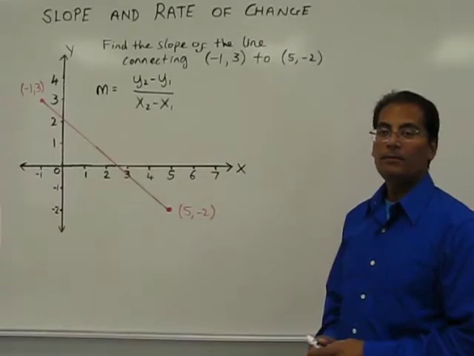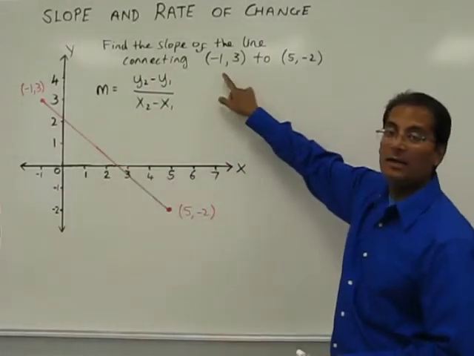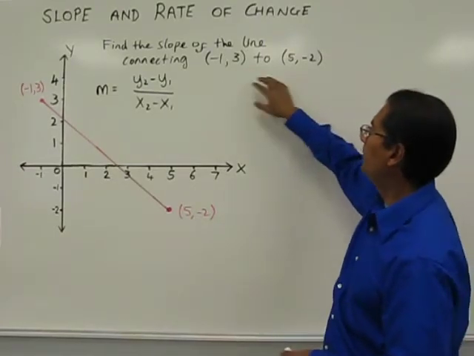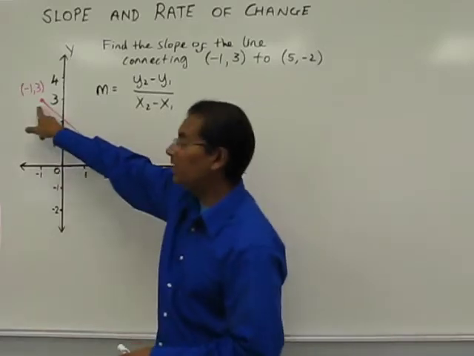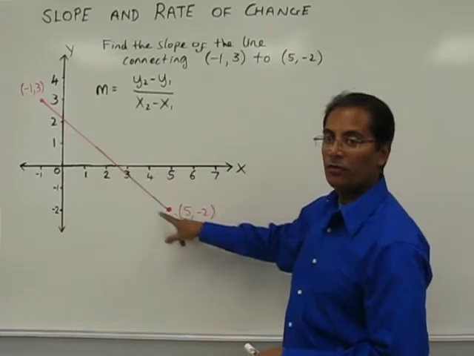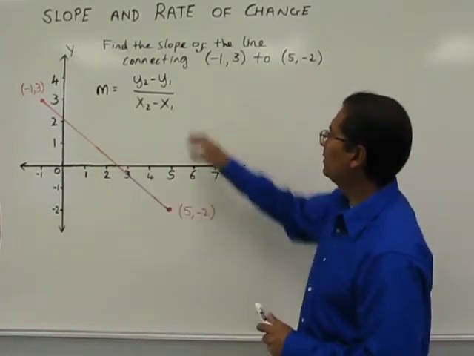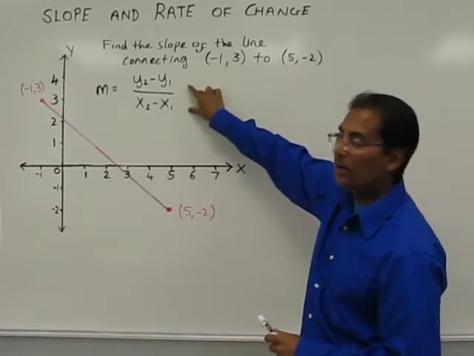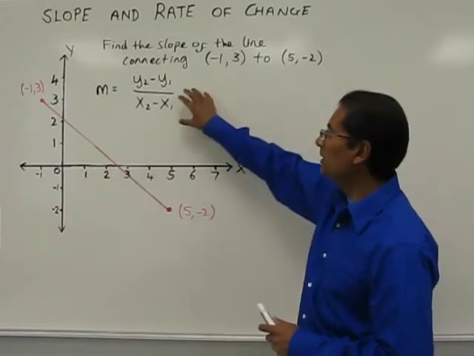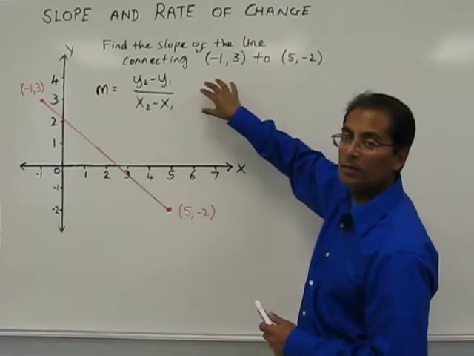Let's take an example. I want to find the slope of this line connecting -1, 3 to 5, -2. If we plot these points, -1, 3 sits here, and 5, -2 sits here, and we join them up with a line. We want to find the slope of that line. Well, the slope is defined to be y2 minus y1 over x2 minus x1. What are those? What are these x2s and x1s and y1s and y2s? Those are our coordinate points.